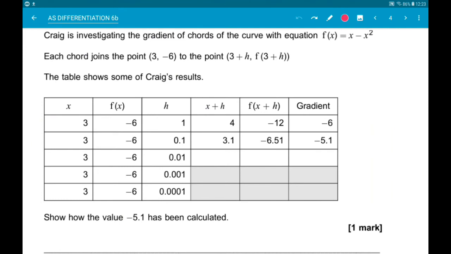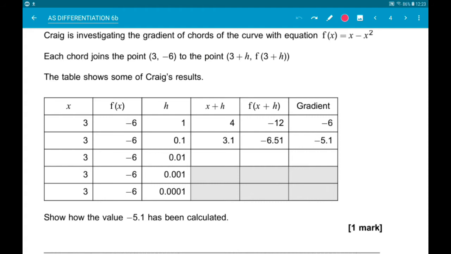Number 2, Craig is investigating the gradient of chords on the curve y equals x minus x squared. Each chord joins the point 3 minus 6 to the point 3 add h, f of 3 add h. The table shows some of his results. Part A wants us to show how the value of minus 5.1 has been calculated.